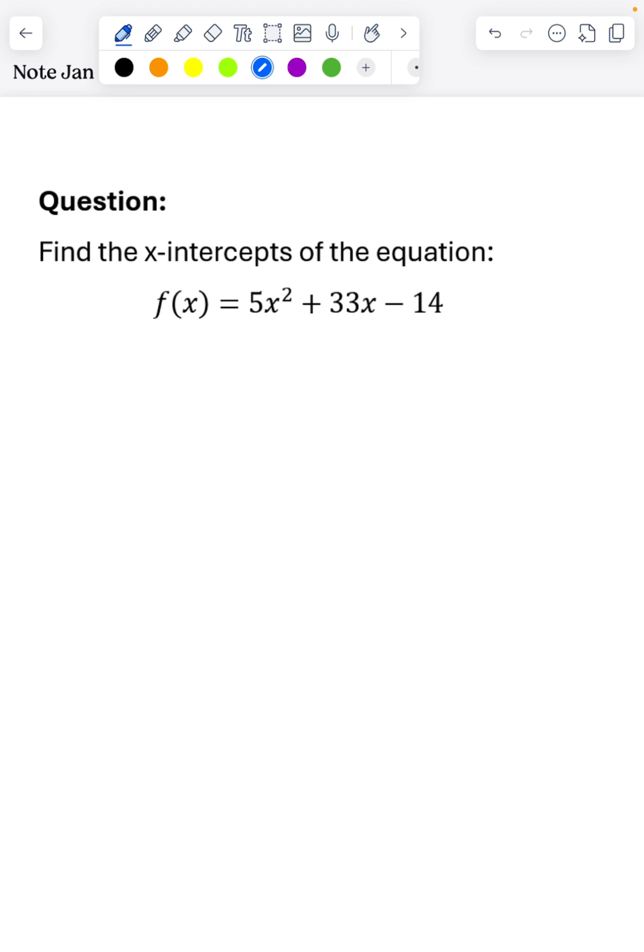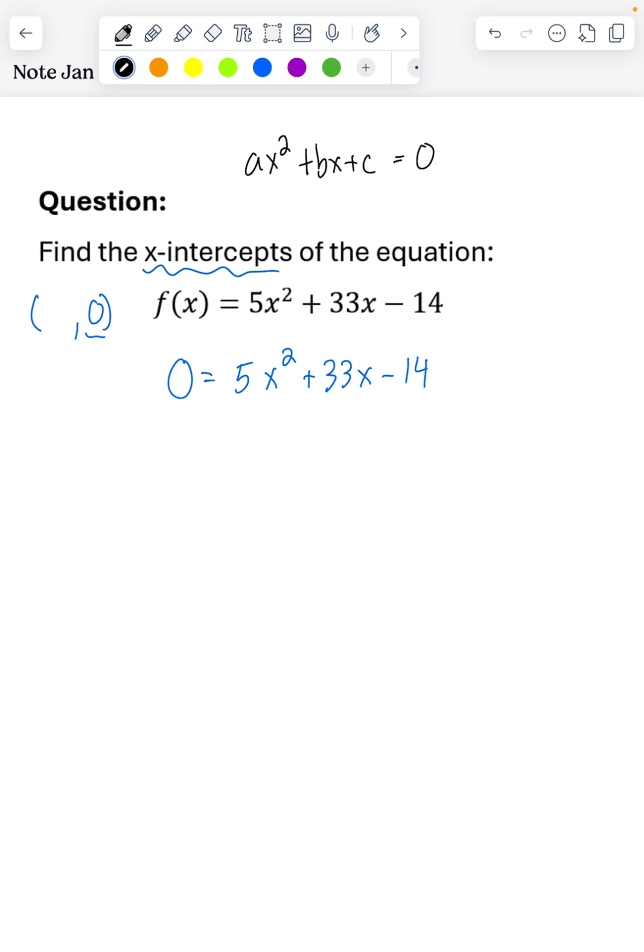So this first one's asking us to find the x-intercepts. Now, x-intercepts are always something comma 0. So we can plug in that 0 for our f of x or our y. So we would have this. And once we see this, we can automatically be like, oh, great, it's in standard form. It has an ax squared, a bx, and a c. So let's use the quadratic formula.